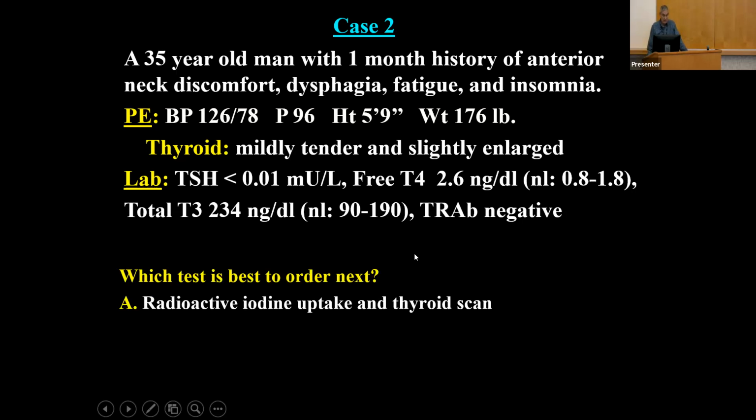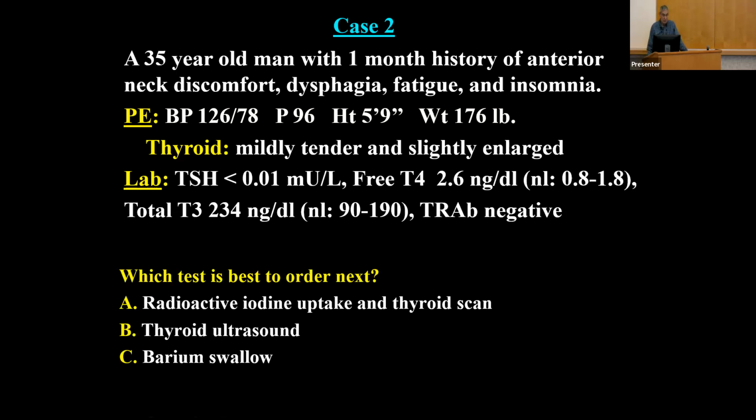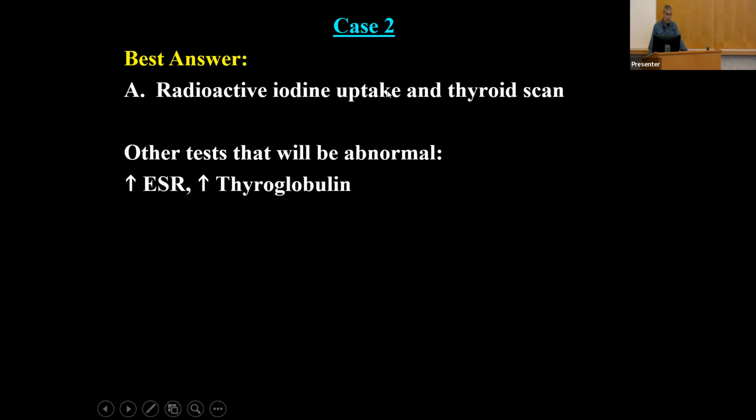A radioactive iodine uptake and scan, an ultrasound, barium swallow for the dysphagia, or TPO antibody. So the best test now is going to be a radioactive iodine uptake and scan. Now, there are situations where you don't want to do nuclear medicine studies. This may be someone who is pregnant. This may be someone who's breastfeeding. This may be someone who, for a variety of reasons, doesn't want to do a nuclear medicine study.